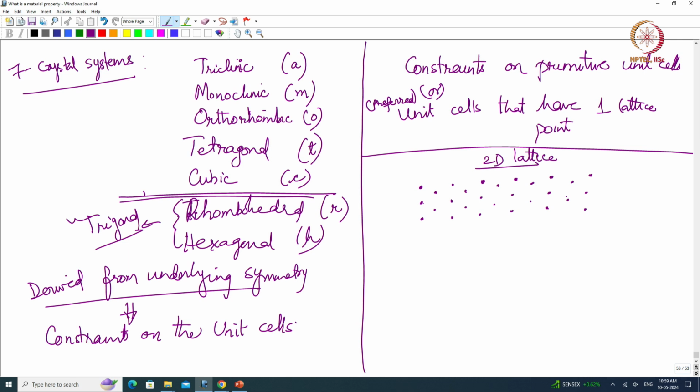Okay. So the motif, well, let us not worry too much about the motif right now. But if this is my lattice, and if I want to define a unit cell, I can define a primitive unit cell, I said, right. So, a primitive unit cell can be defined like this, let us say, okay.